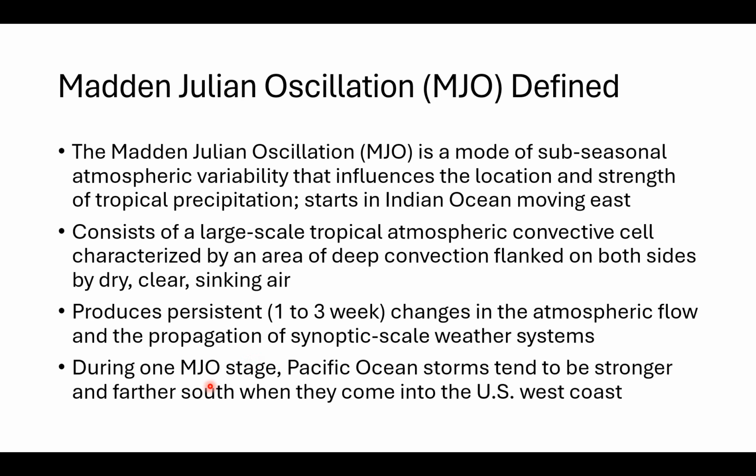Bottom line here is during one MJO stage, the Pacific Ocean storms tend to be stronger and farther south in their storm track when they come into the U.S. West Coast. And I'm going to show you examples again of some of these downstream effects into the U.S. during the winter season.